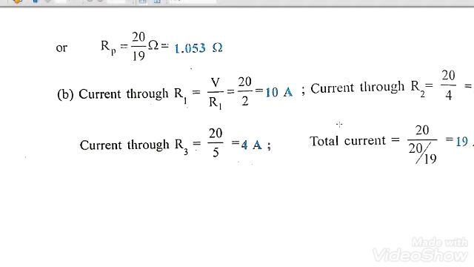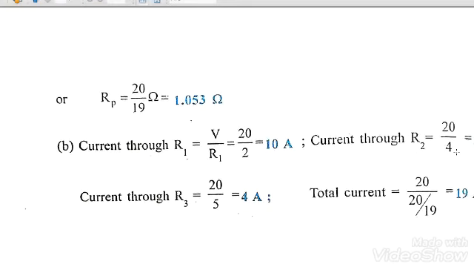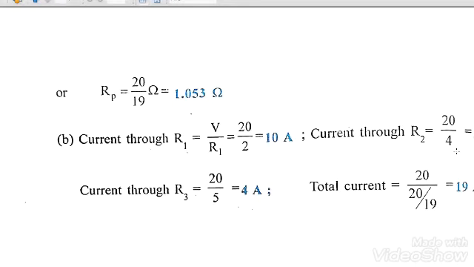Then the total current through the circuit is given by 20 volts divided by 20 by 19. Then here 20 will get cancelled, and 19 will come to the numerator, and that is found to be 19 amperes. That is, the total current through the circuit is found to be 19 amperes. Okay. Thank you.